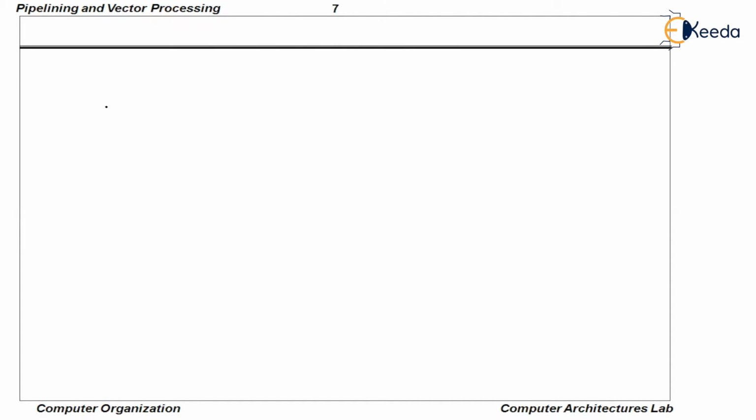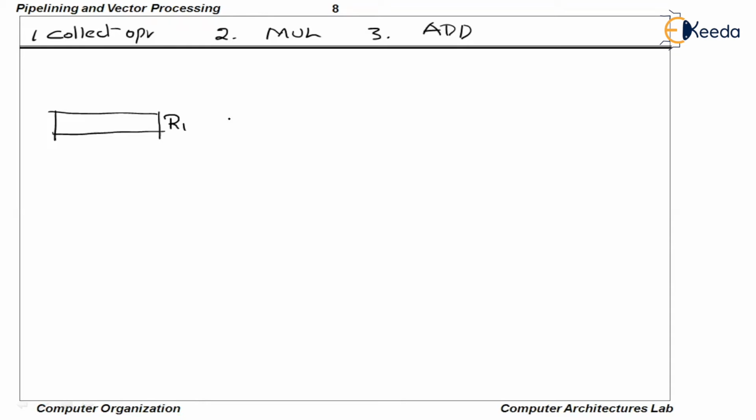I will design it here. First, we need to collect the operands. I will write it here. The first segment is collect operands, rather fetch the operands. The second segment is multiplication. And the third segment is addition. So we need to design a pipeline with these 3 segments. Let us understand. Here, I will take 2 registers initially, R1 and R2.